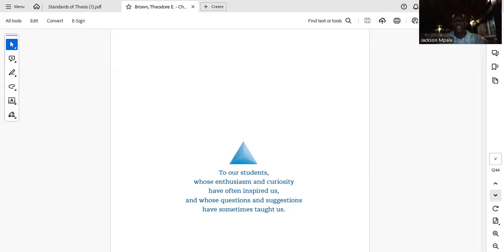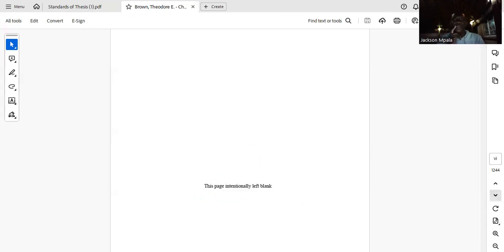It's missing, so we are looking for this part now: your enthusiasm, that's your zest, and also your curiosity. How do you fill in the information which is missing on that page? Let's continue. You see, this page is intentionally left blank. Now, what does this mean?